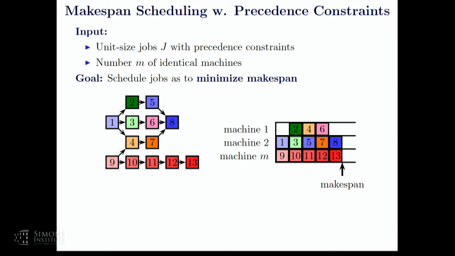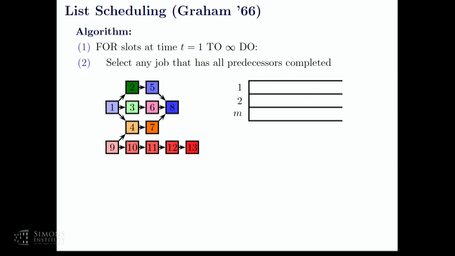Okay. So to warm up, let me show you a 2-approximation that's known since the 60s, and this is due to Graham. And the algorithm is as easy as it could be. You just do everything greedily. So you do the following. You look at the first time unit, and you stare at your jobs, and you look at which job could you possibly run at the first time unit.